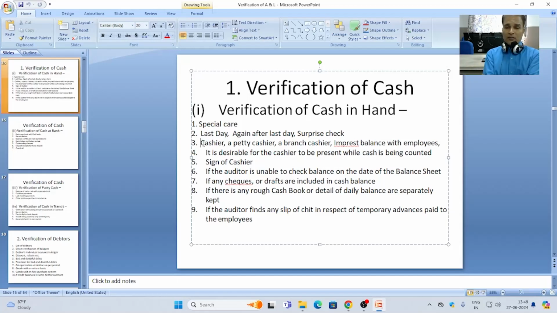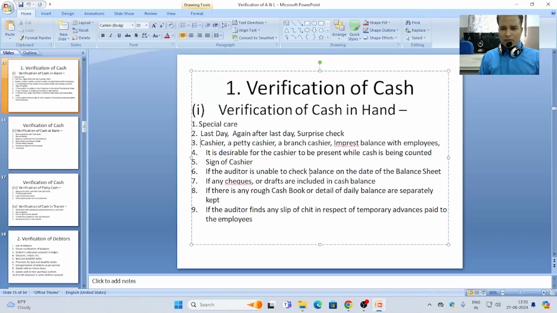In case of various types of cash books, meaning if there is more than one cashier for various types of cash books, like petty cash book, branch cashier, imprest balances with employees, then verification of all types of cash books, whether it is the main cash book, petty cash book, branch cash book or imprest account, should be done simultaneously by the auditor for more effective auditing work.